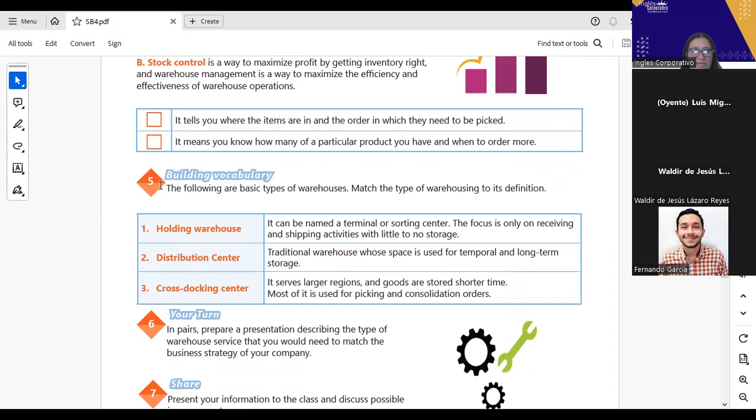All right. There we have more vocabulary. So building vocabulary, the following are basic types of warehouses. Match the type of warehousing to the definition. All right. So I'll give you a couple of minutes for you to read, analyze, and say which one is each of the definitions, right? So here, suppose that they are not in order, right?